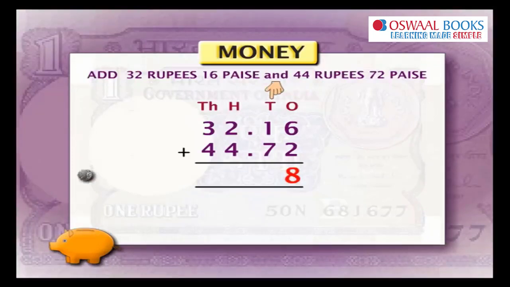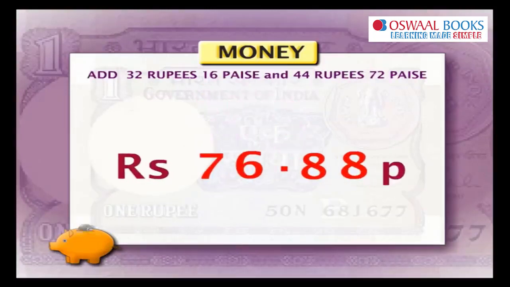Add tens column next. 1 plus 7 is equal to 8. Write 8 below the tens column. Add hundreds column. 2 plus 4 is equal to 6. Write 6 below the hundreds column. Add thousands column. 3 plus 4 is equal to 7. Write 7 below the thousands column. Now place the dot in the answer below the dot column. We get 76.88, that is 76 rupees and 88 paise only.